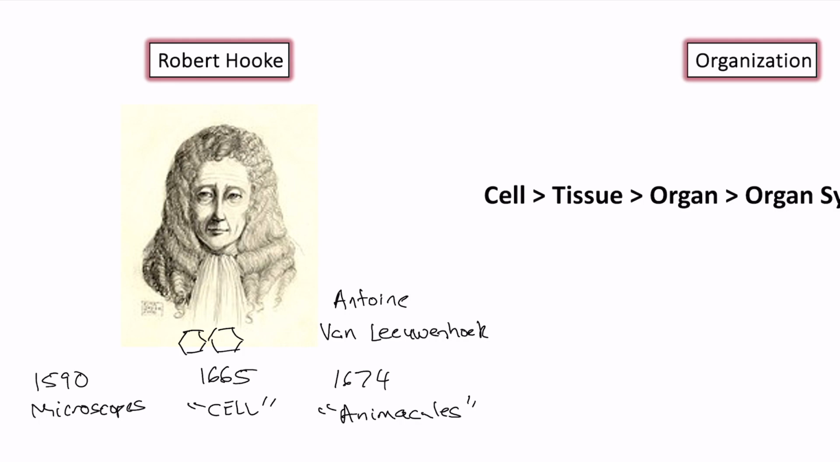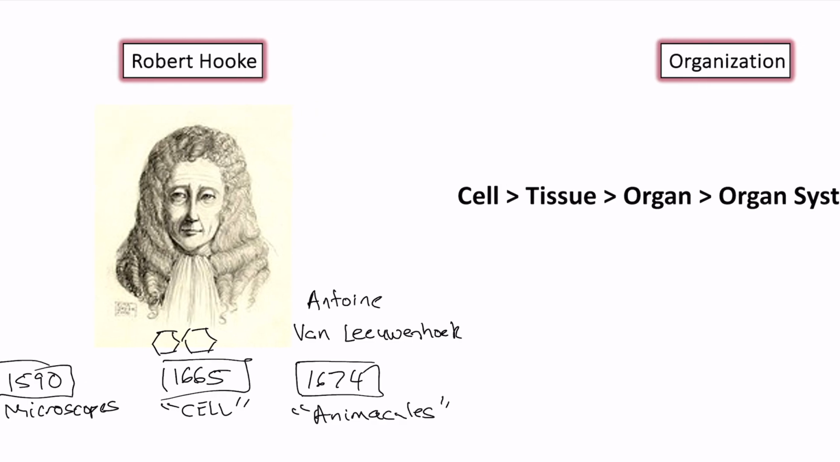So microscopes were invented in 1590. The first dead cells were observed by Robert Hooke in 1665, and he coined the term cell. And then roughly 10 years later, Antoine van Leeuwenhoek, in 1674, coined the term animalcules after observing live cells under a microscope. So you should keep those 3 dates in mind, or those 3 years.